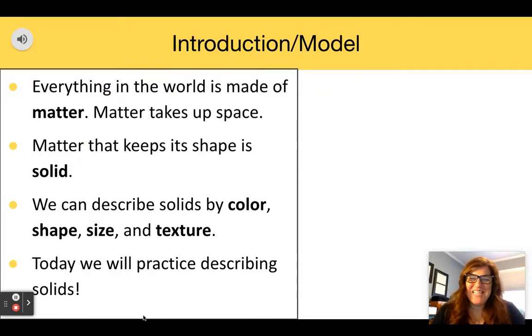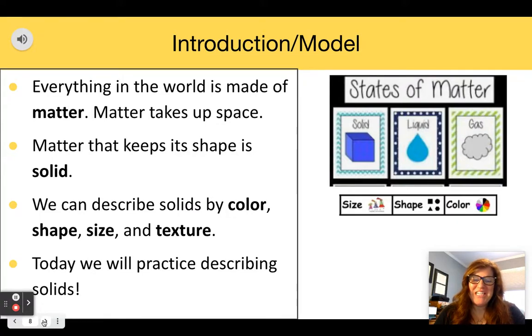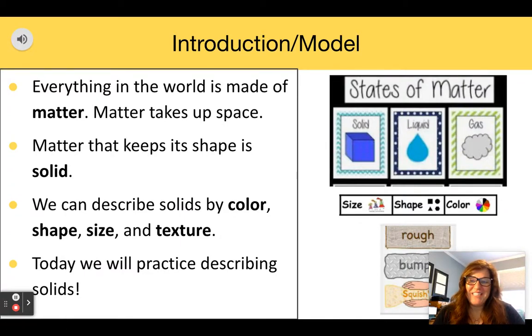Everything in the world is made of matter. Matter takes up space. Matter that keeps its shape is a solid. We can describe solids by color, shape, size, and texture, how it feels. Today we will practice describing solids: their color, their size, their shape, and how they feel, if they're rough, if they're bumpy, if they're squishy.